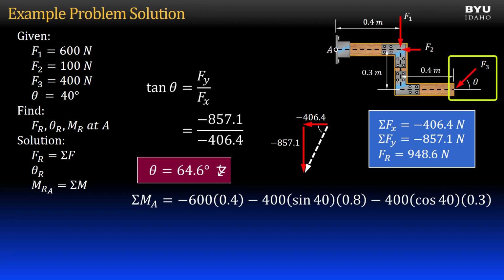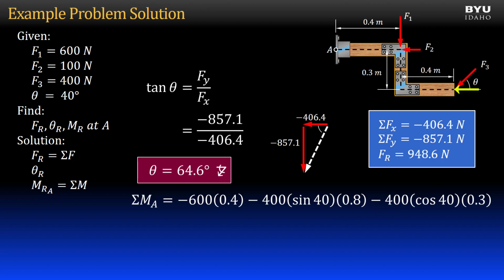We break F3 into components. First, the vertical component is 400 sine 40, causing negative rotation, and its moment arm is the horizontal distance from point A to the point it acts on the structure, 0.4 meters plus 0.4 meters, or 0.8 meters.